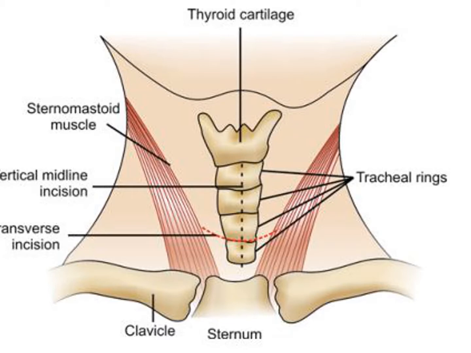Isthmus is divided or retracted below. Second and third tracheal rings are opened and circular opening is made. Tracheostomy tube is placed. It is tied around the neck.